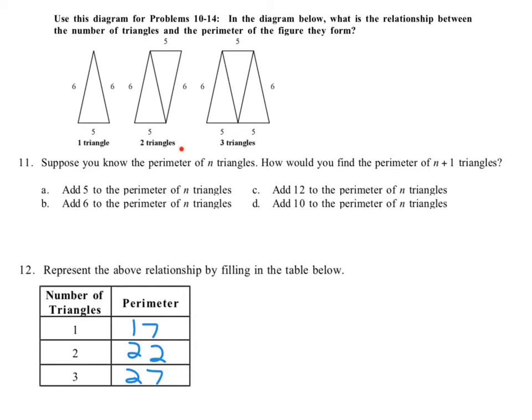So suppose you know the perimeter of n triangles. If we added one more triangle, what would be the perimeter? It would be 5 more. So you just add 5 to the perimeter of n triangles, and now you've got n plus 1, or one more triangle. Every triangle adds 5. Yep, so that's the answer for number 11. Again, we already had the table we've just filled out, and we've got one more slide, and let's see how we do the rest of the problems related to this set of triangles.